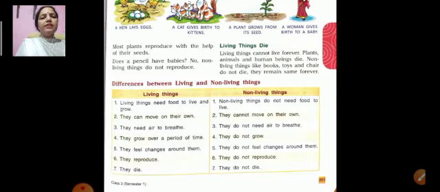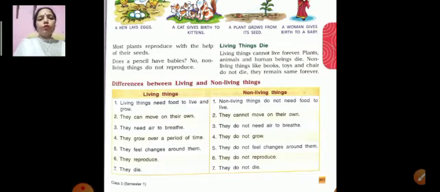Number one, living things need food to live and grow, but non-living things do not need food to live. Second, living things can move on their own, but non-living things cannot move on their own. Third, living things need air to breathe. Non-living things do not need air to breathe.